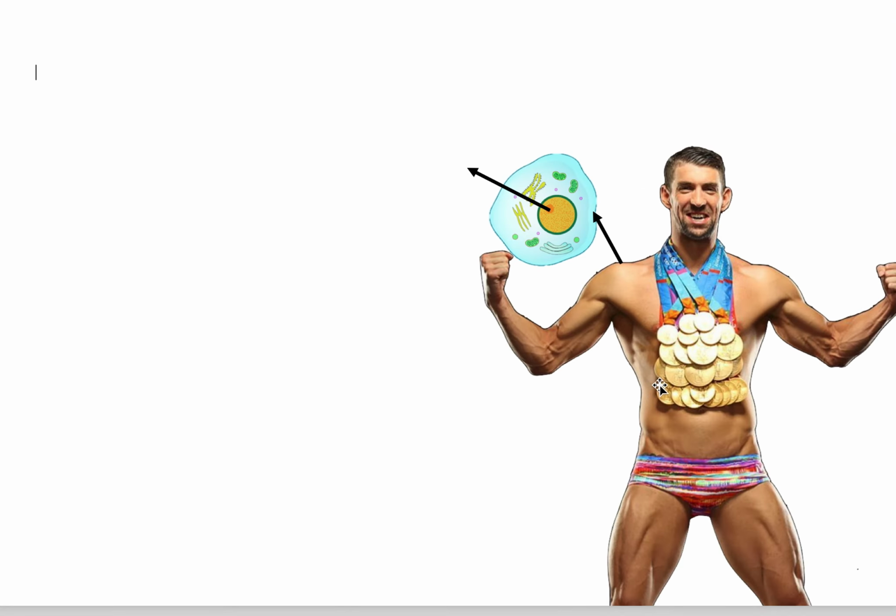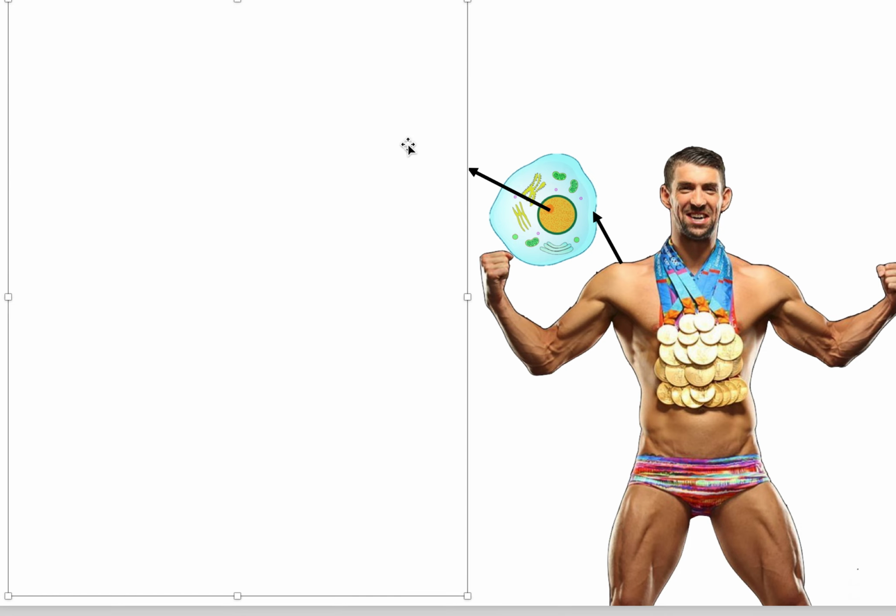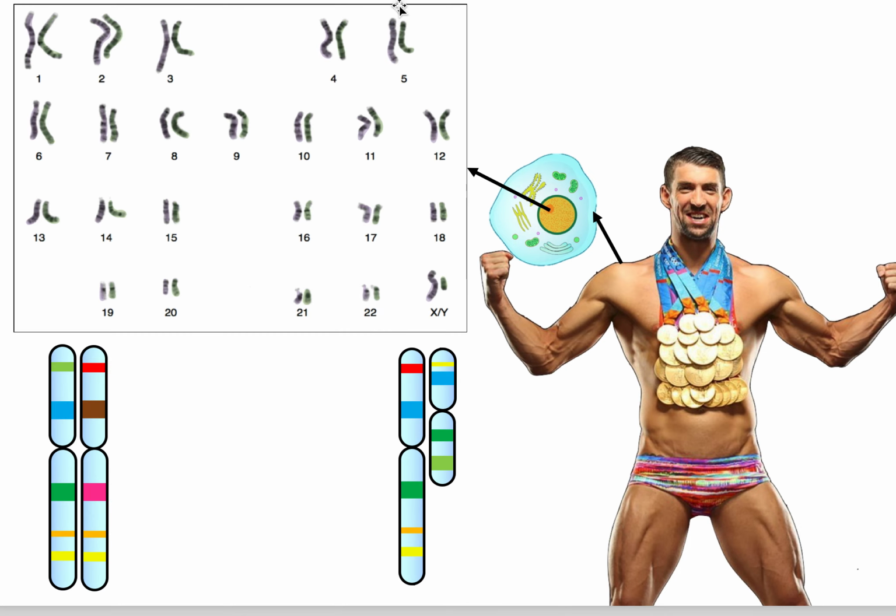An Olympian swimmer. And we look at his cells and we look even closer into his nucleus, where we can find DNA. His DNA is stored in the form of all these chromosomes. As a human, he has 23 pairs of chromosomes, and each pair has one chromosome inherited from the mom and one chromosome inherited from the dad.